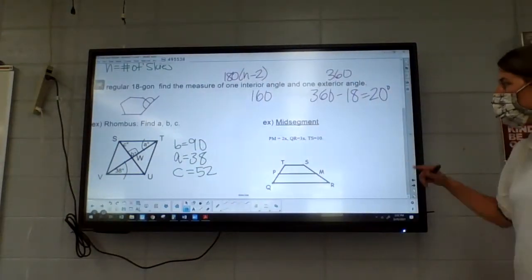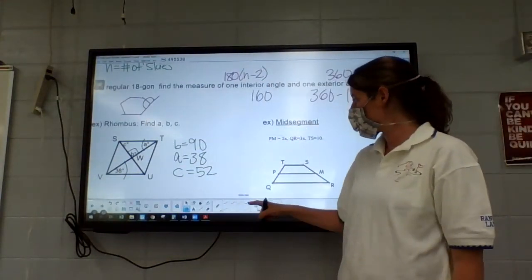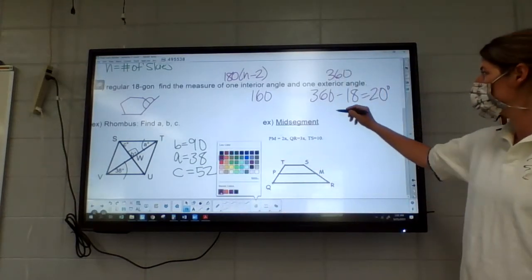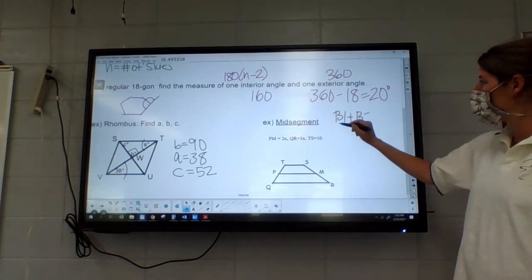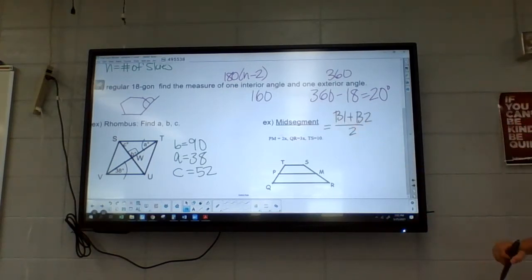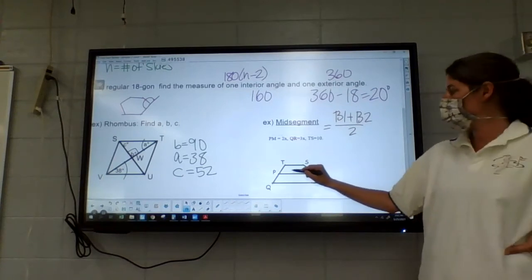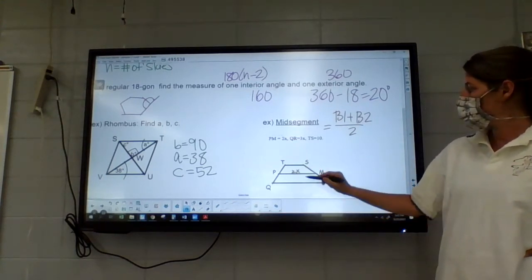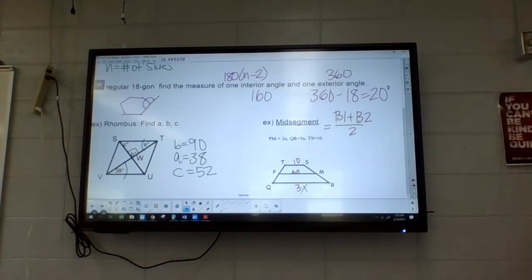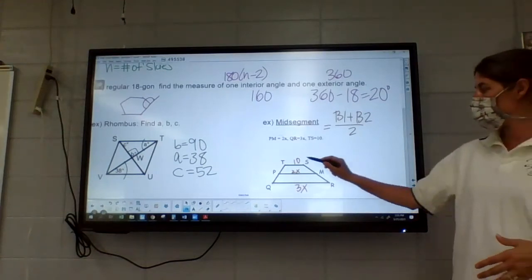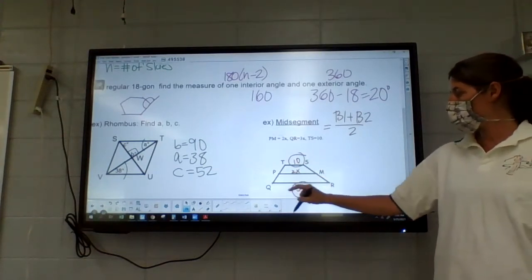All right, the next one is a mid-segment. So another important formula we want to make sure we include on your list. The formula is base 1 plus base 2 divided by 2. They tell me PM is 2x, TS is 10, and QR is 3x. So I have to take the two bases and add them together and divide by 2, and that should equal the mid-segment. So this and this get added together.